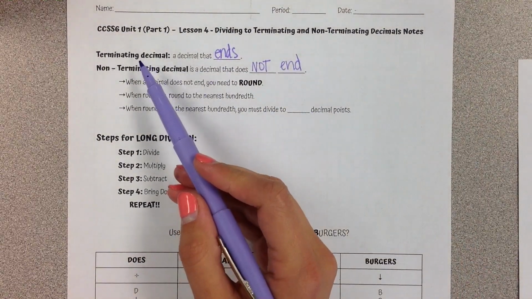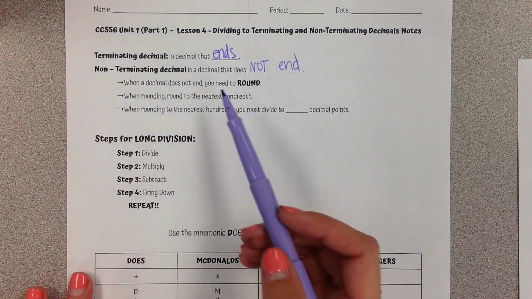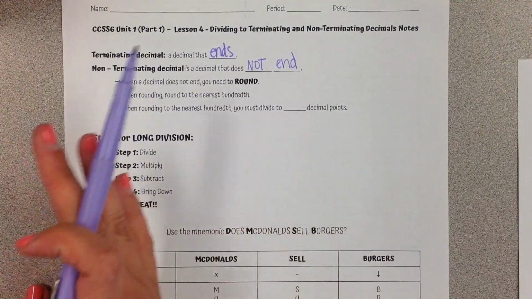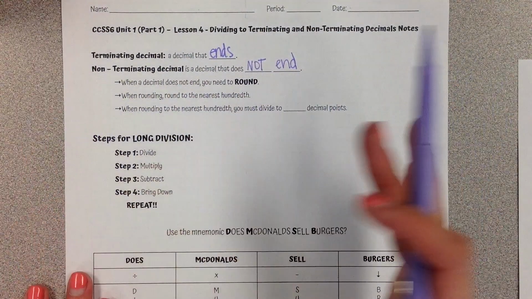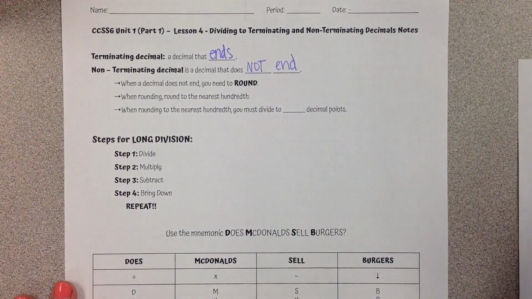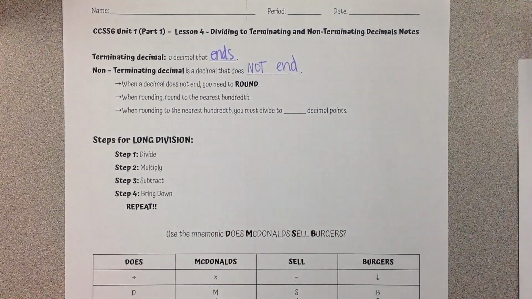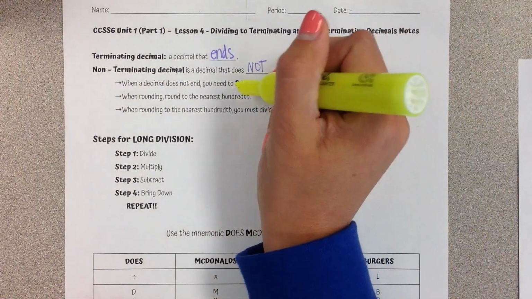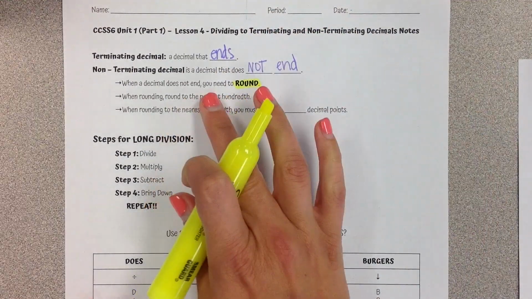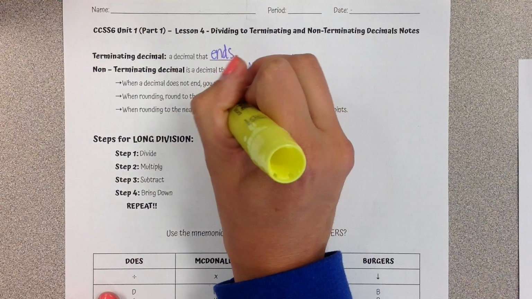So a terminating decimal comes to an end. It's not going to go on and on forever, right? Non-terminating keeps going on, and you'd be dividing to 15 numbers, and that would just be really obnoxious. We don't need all those decimals. So what we actually need you to do is round, okay? When a decimal does not end, you need to round. And when rounding, we want you to round to the nearest hundredth.